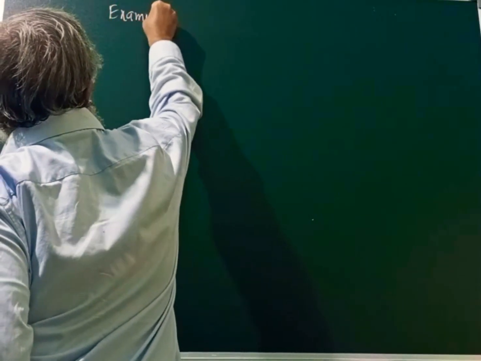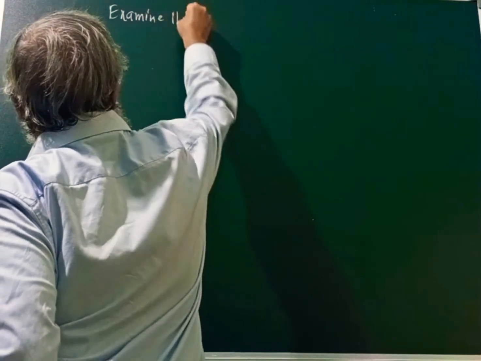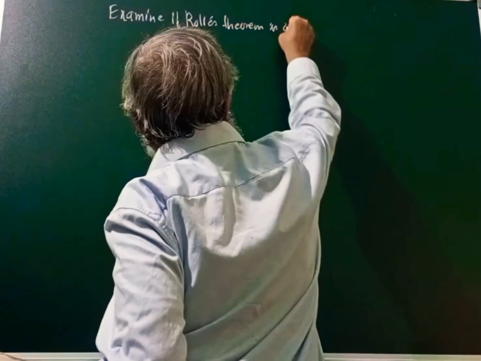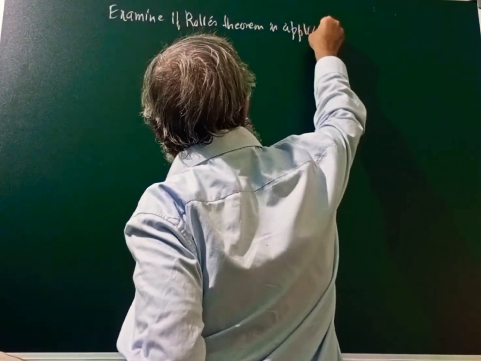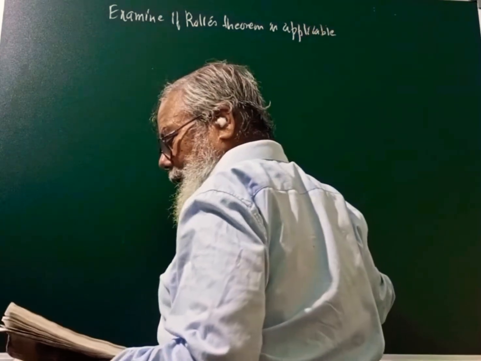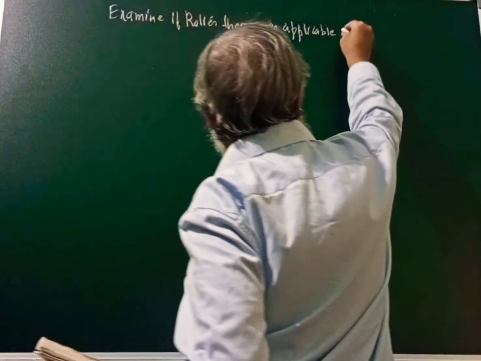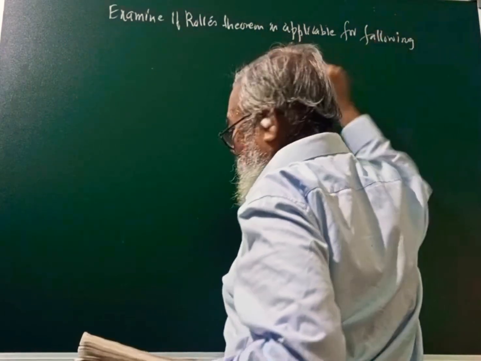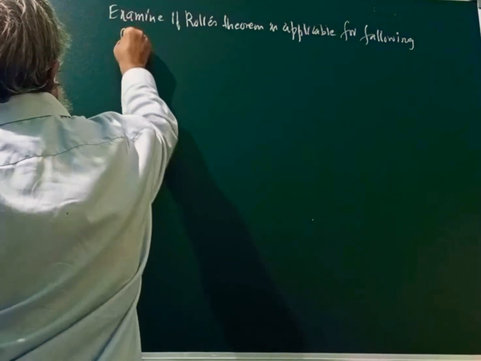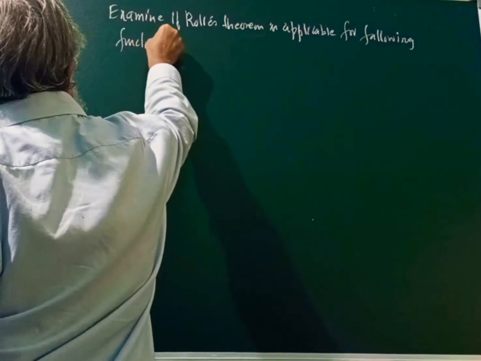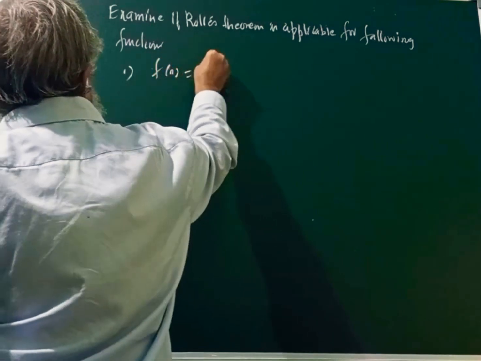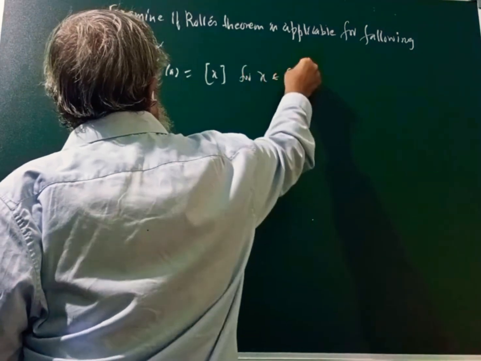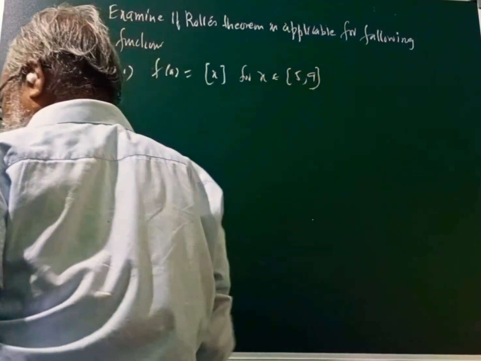Examine if Rolle's theorem is applicable for the following functions. For the following functions, f(x) is equal to the greatest integer function [x], x belongs to the closed interval [5, 9].